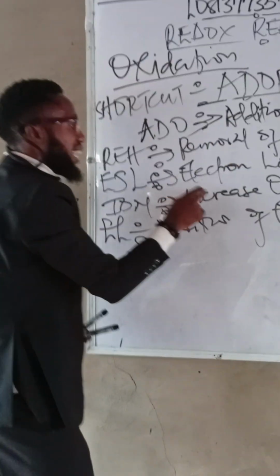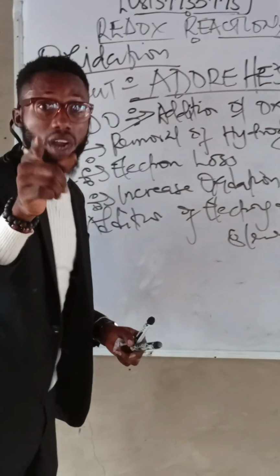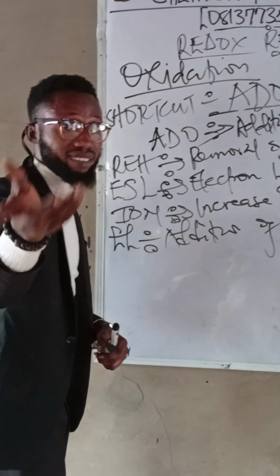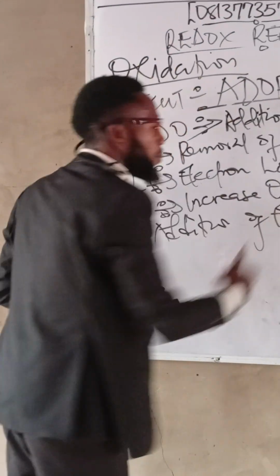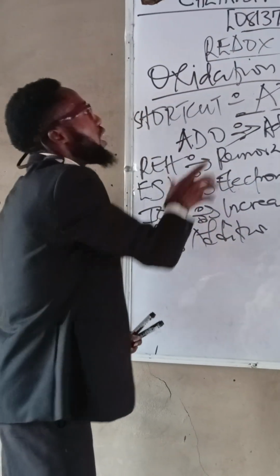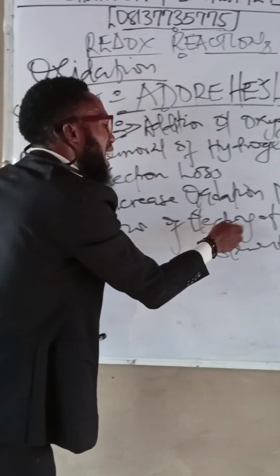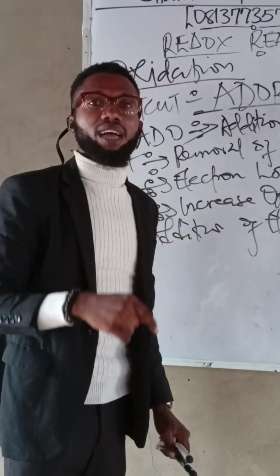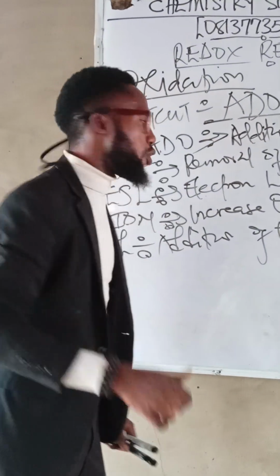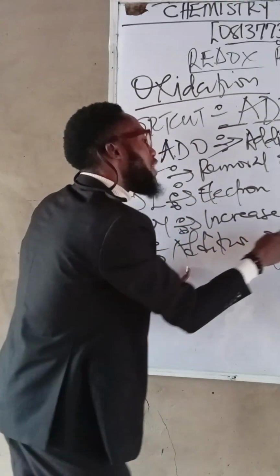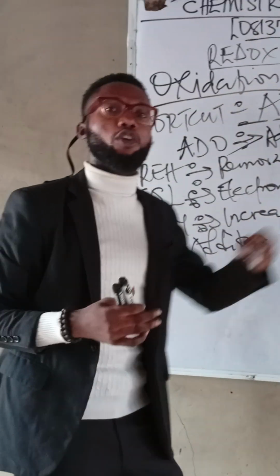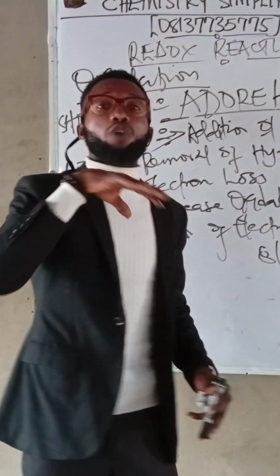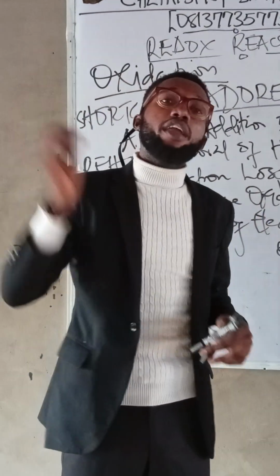If oxidation is increase in oxidation number, what's the correct answer for reduction? Put that in the comment section. You can pause it and answer the question. That was decrease in oxidation number. Very good of you. The last one: if oxidation is addition of electronegative elements, pause the video and answer the question. What will be for reduction? If you have done that, that's very good of you. That will be addition of electropositive elements. You know we have electronegative and we have electropositive.